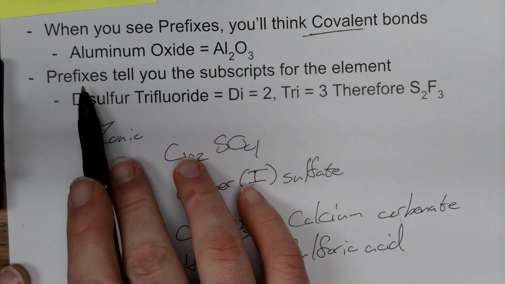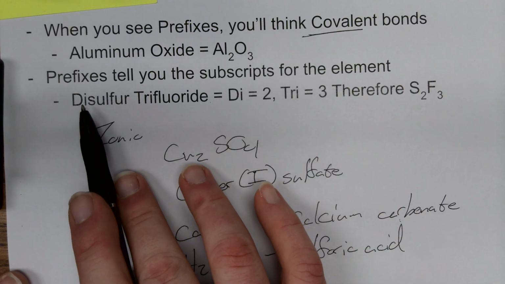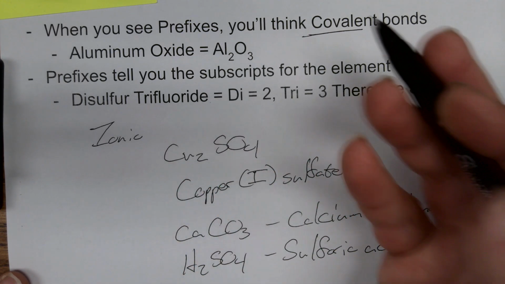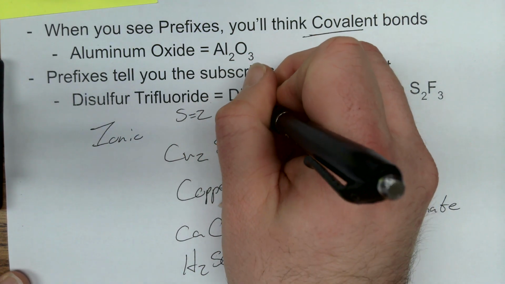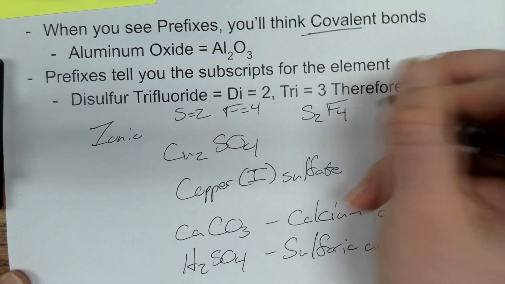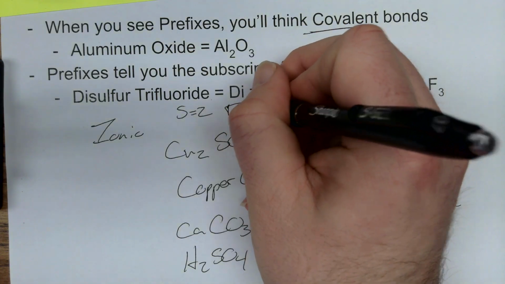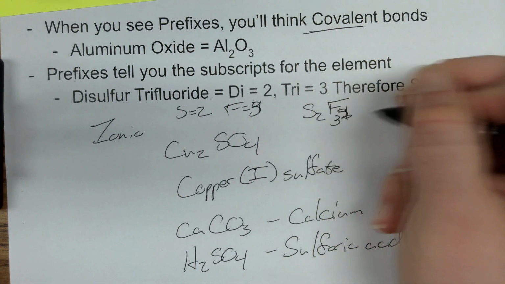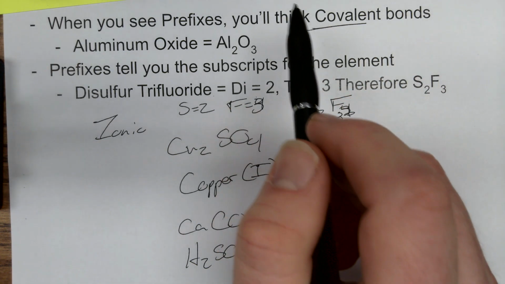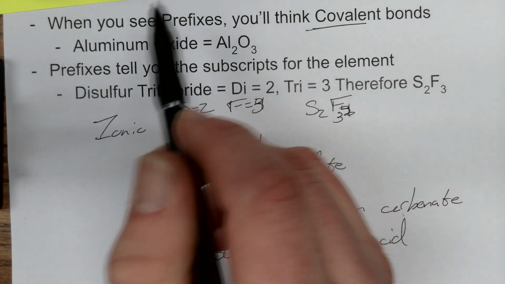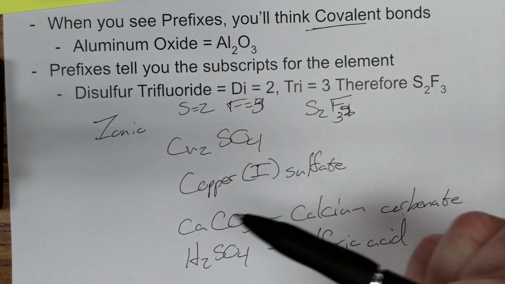The prefix tells me how many of the element, the subscript of the element. Disulfur trifluoride means I have 2 sulfurs, means I have 3 fluorides. S2F3. Oh, I'm sorry, I said 4. I apologize. So any time you see those prefixes, you need to think covalent.